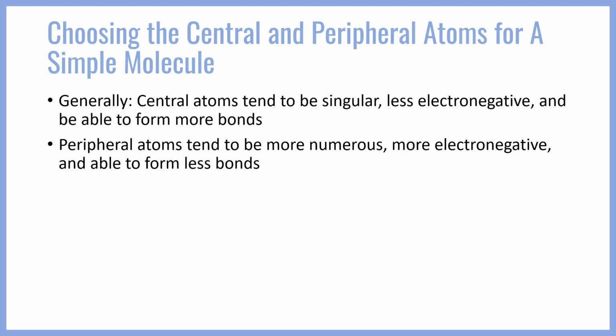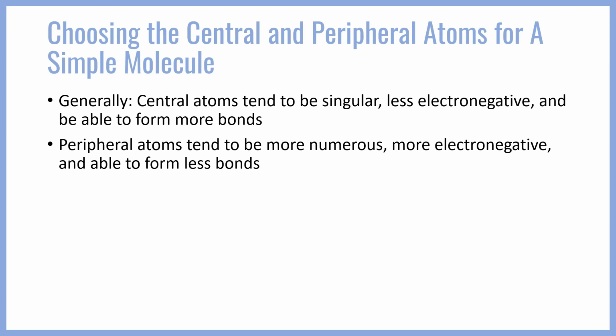Peripheral atoms also tend to be more electronegative. We can often look at Lewis structures or covalent bonds in general as the peripheral atoms attacking the electron density of the central atom. The more electronegative atom is trying to steal away the electron density, and so they are found on the outside. They are also typically able to form fewer bonds and only usually form single or double bonds.